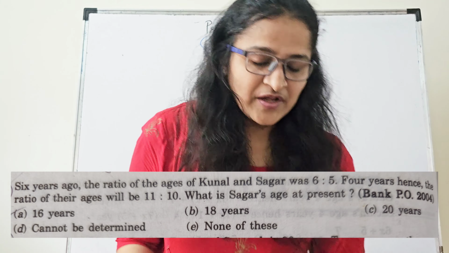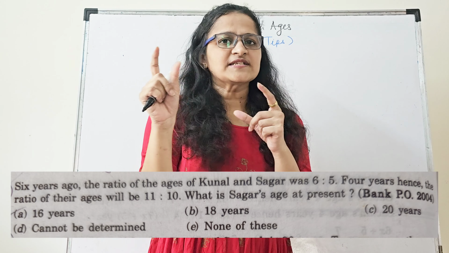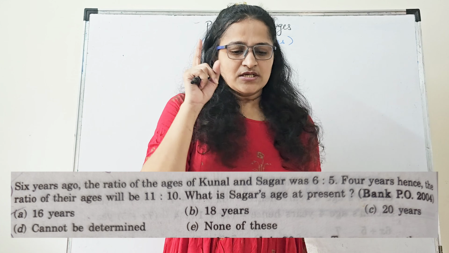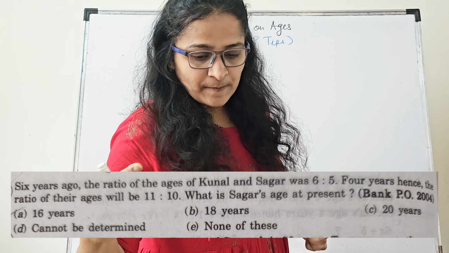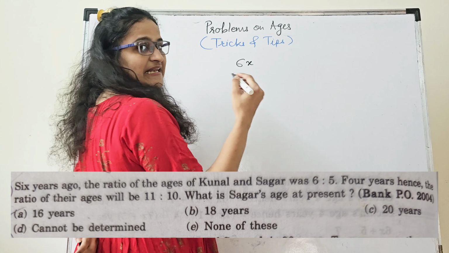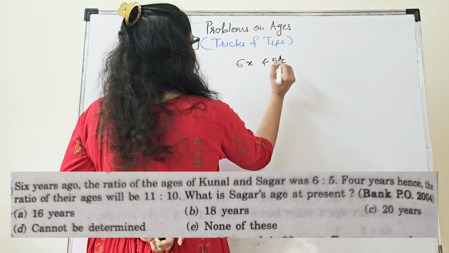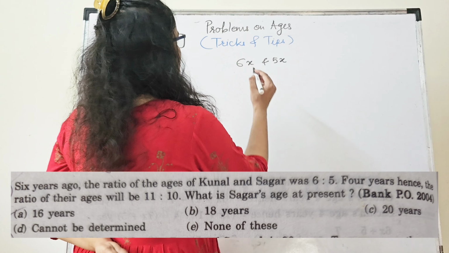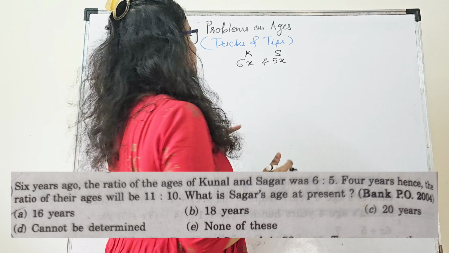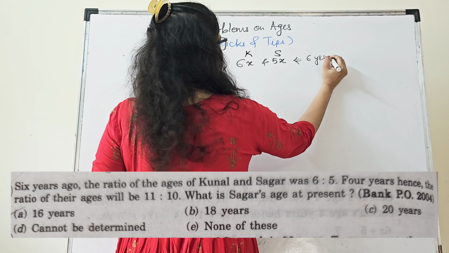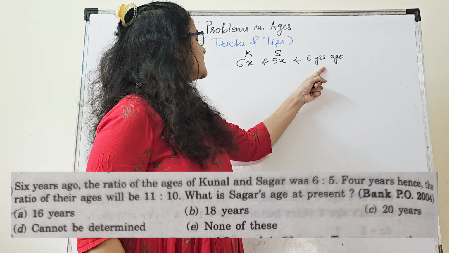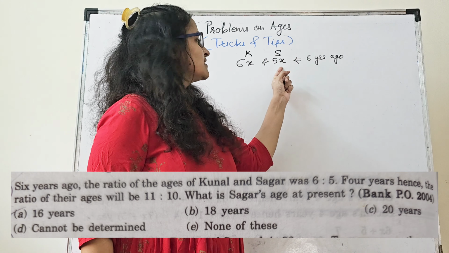So now see carefully. One equation, as I already mentioned, the first statement you are going to use to form the variables, right? And the second statement to form the equation. So the first statement is given as 6 years ago their ratio is 6:5. So now we will assume their ages as 6x and 5x, right? And these are the ages of Kunal and Sagar, 6 years ago. So assume that Kunal's age before 6 years is 6x, Sagar's age before 6 years is 5x.